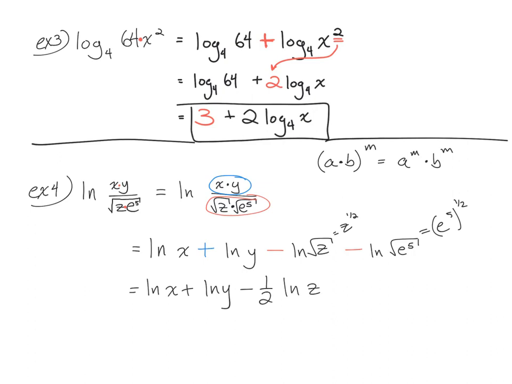But remember also the exponent law that said if you have a base being raised to a power, and it's being raised to another power, we can multiply these powers together. So 5 times 1/2 is 5 halves. So this is minus 5 halves natural log of e. Okay, so we did the product and quotient rule and expanded it out into multiple logs. We used the power rule to get the exponents to the front of the logs.